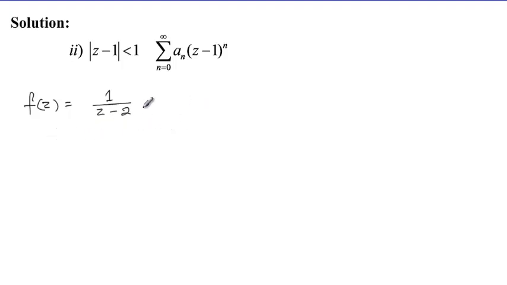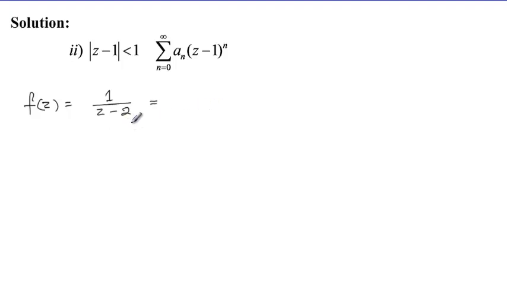Now, what do we do? If we're going to use the same approach of the geometric series, what we're going to do is again to modify this to look like a geometric series whose ratio in this case is z minus 1, being in absolute value less than 1. So we creatively see how we can create this ratio in this expression.